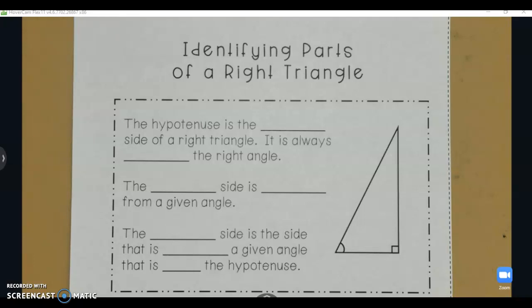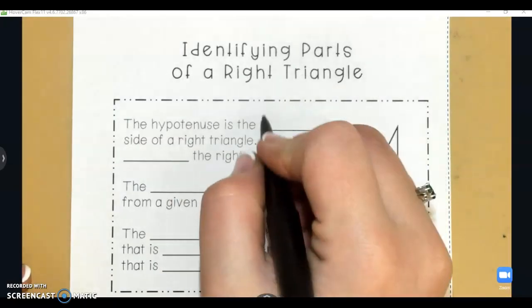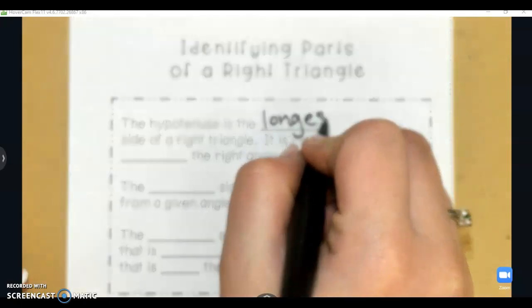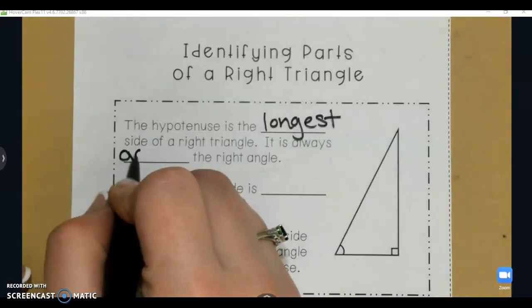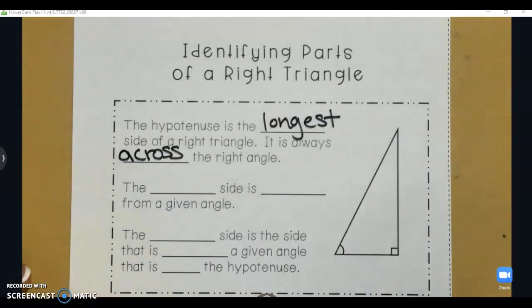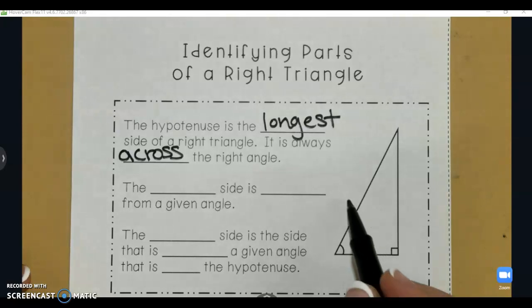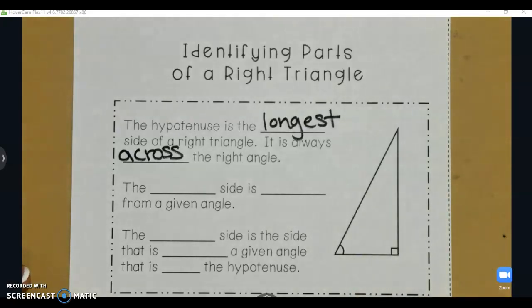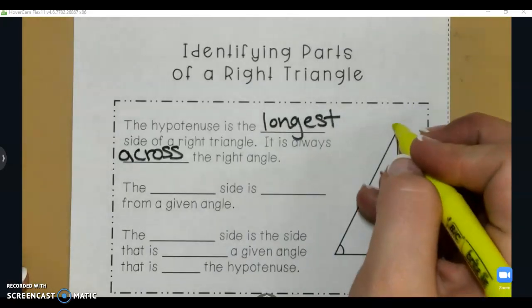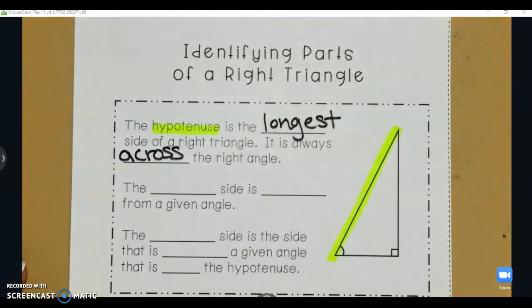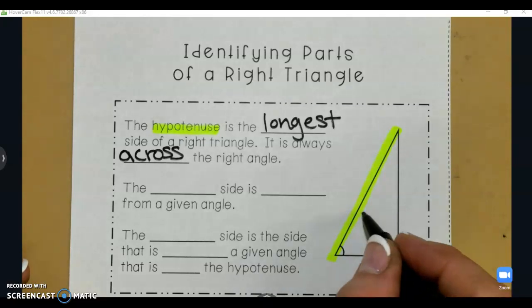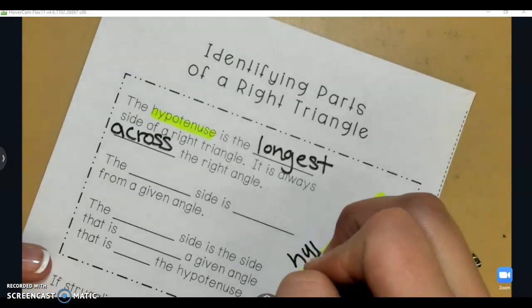So one that you should already be familiar with is the hypotenuse. The hypotenuse is the longest side in our right triangle, and it is always across from the right angle. Okay, so here is my right angle. So my hypotenuse, I'm going to highlight yellow. This is my hypotenuse. It's across from the right angle. Here's my right angle. Across from that is my hypotenuse.